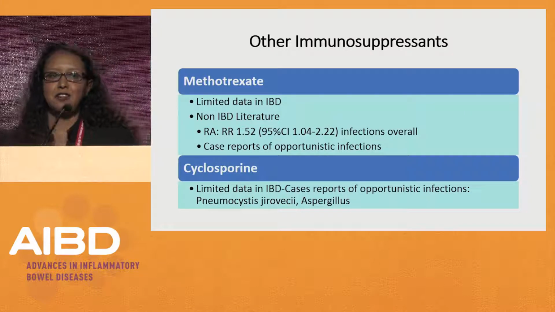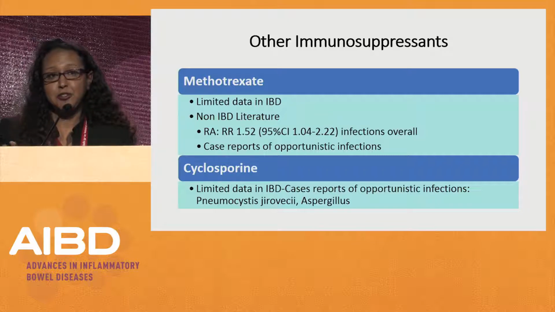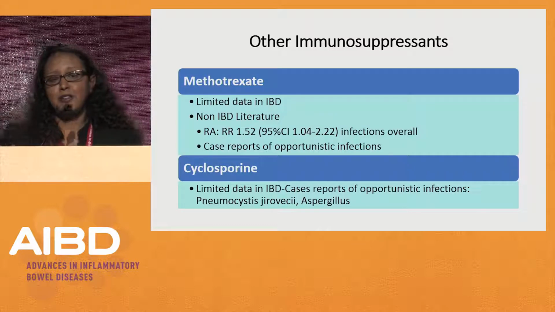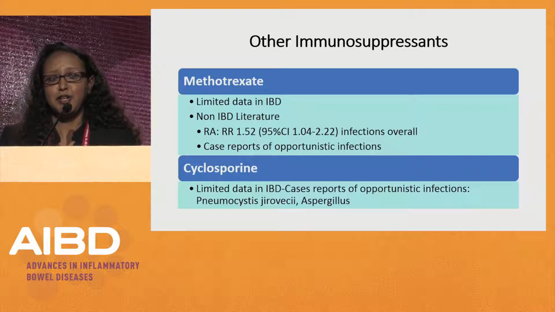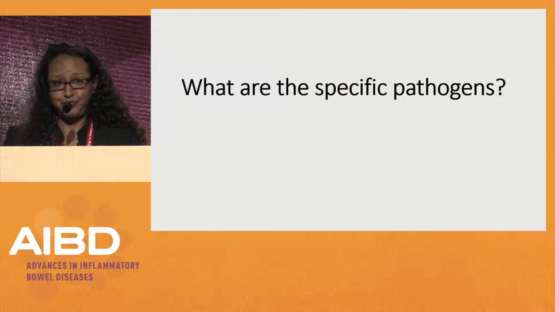How about some of the other medications that we use to treat? How about methotrexate, for example? Well, in the IBD literature, there's actually limited data. In the non-IBD literature, there does seem to be a higher risk of infection overall, with case reports of opportunistic infections. How about cyclosporine? The same is true in the IBD literature, but definitely opportunistic infections have been reported with PCP and aspergillus. And as we know, even fatal infections, when we start accumulating cumulative meds, cyclosporine, steroids, azathioprine, in our hospitalized patients, there's even a risk of death.